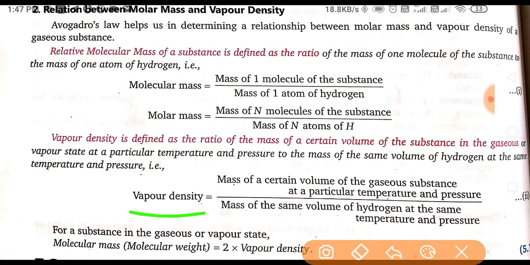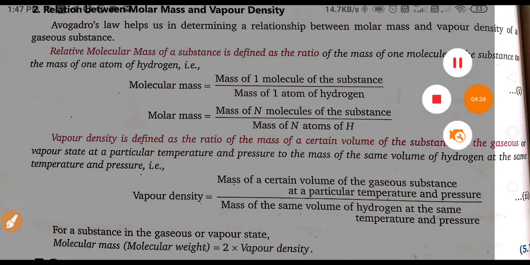That is, if you try to calculate vapor density, you must take the mass of a certain volume of a gaseous substance at a particular temperature and pressure. It means only the mass of a certain volume, upon the mass of the same volume of hydrogen at the same temperature and pressure. The same volume of hydrogen also.